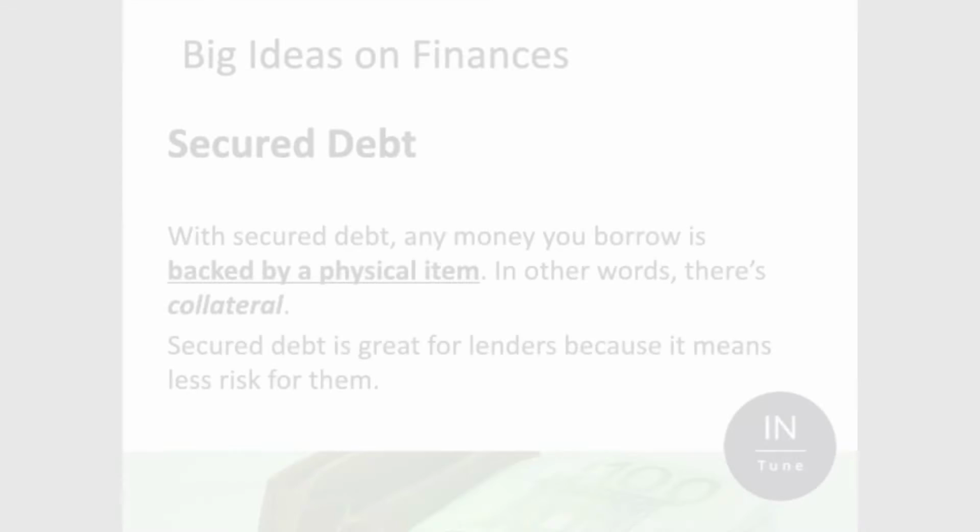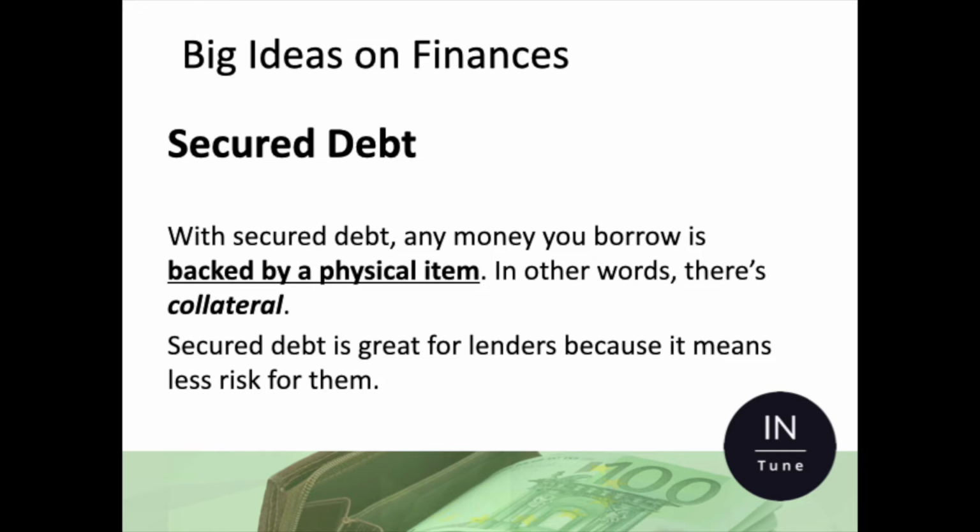With secured debt, any money you borrow is backed by a physical item. In other words, there is collateral. Secured debt is great for lenders because it means less risk for them. And that would include buying a house.